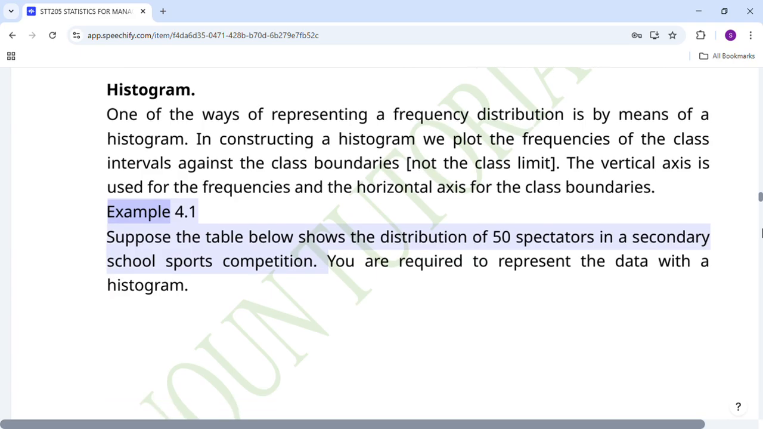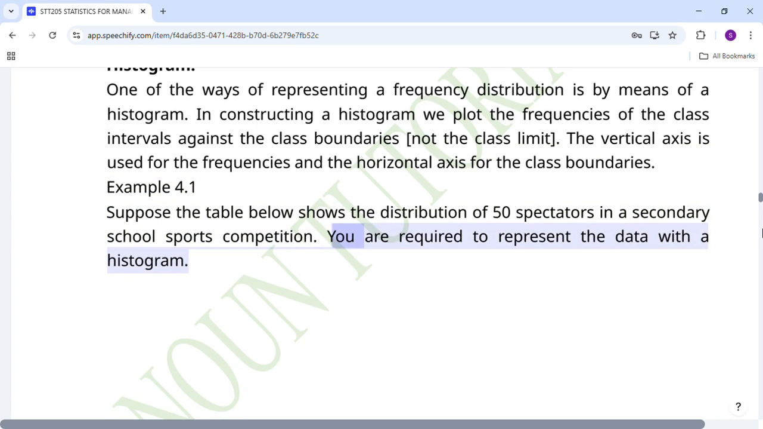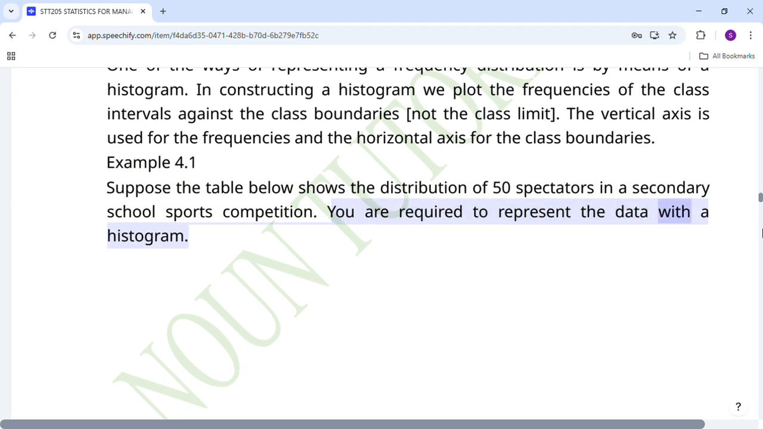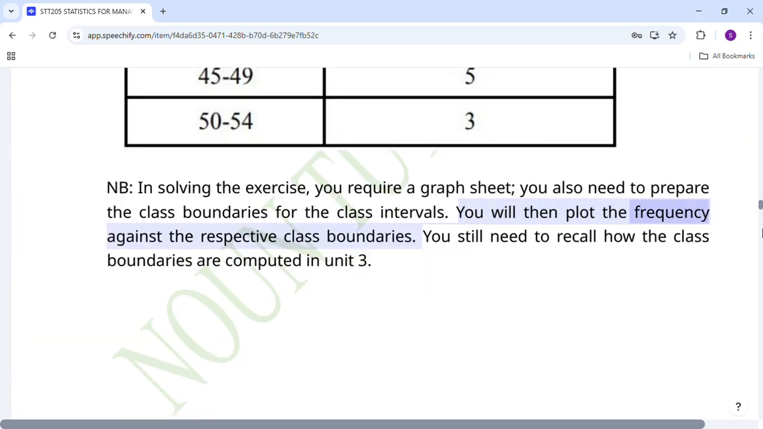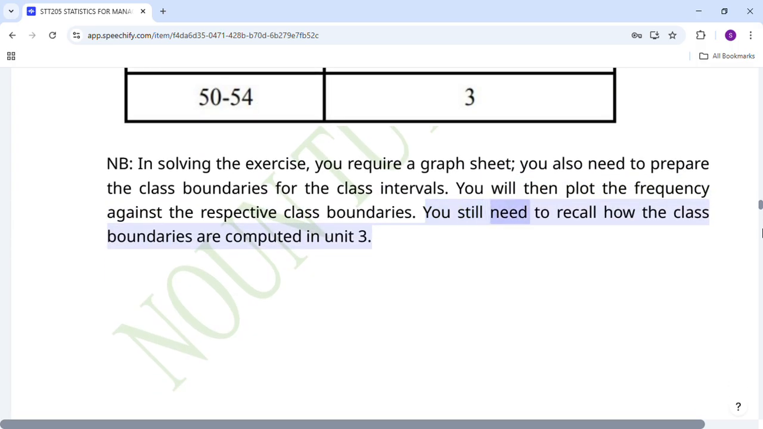Example 4.1. Suppose the table below shows the distribution of 50 spectators in a secondary school sports competition. You are required to represent the data with a histogram. NB. In solving the exercise, you require a graph sheet. You also need to prepare the class boundaries for the class intervals. You will then plot the frequency against the respective class boundaries. You still need to recall how the class boundaries are computed in Unit 3.